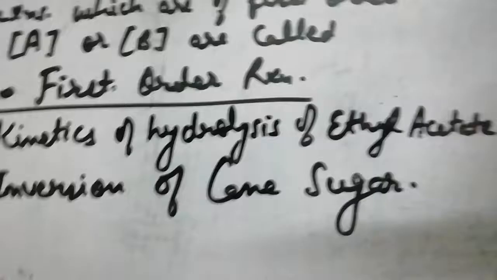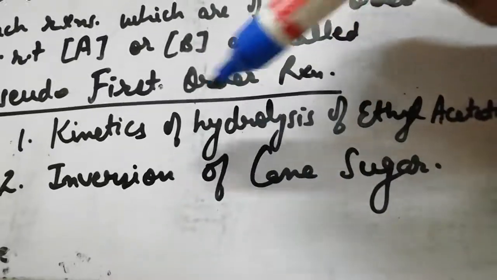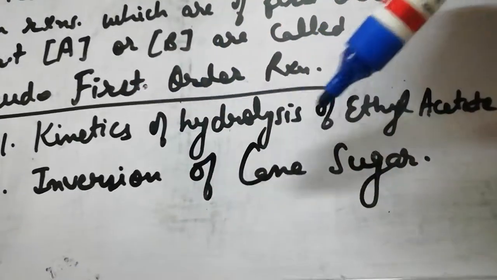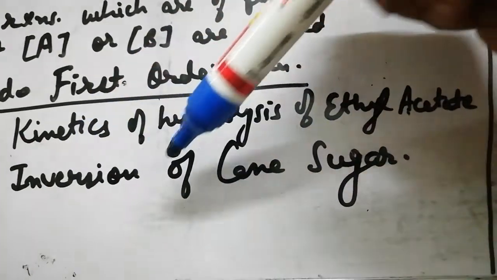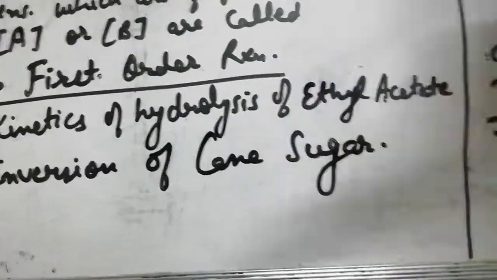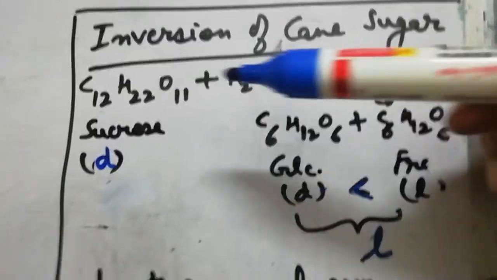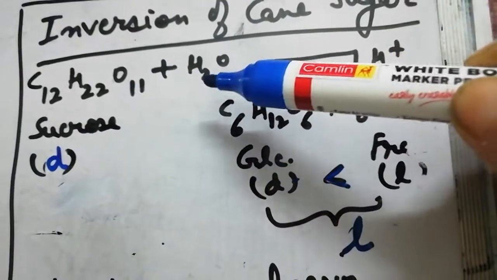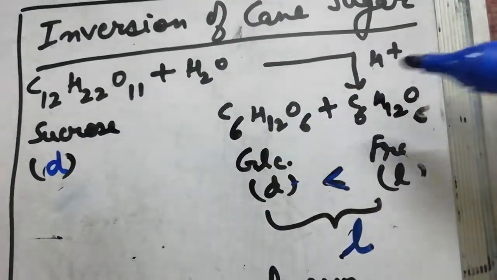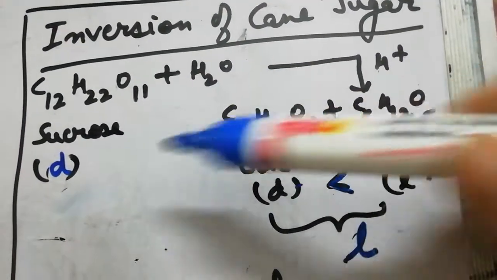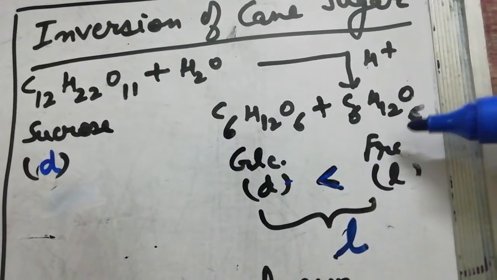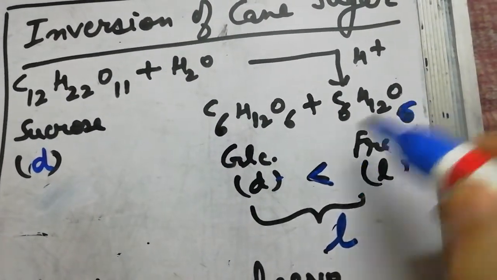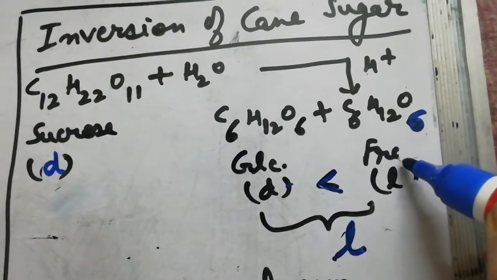So two main examples of pseudo first order reactions are kinetics of hydrolysis of ethyl acetate and inversion of cane sugar. So let us discuss this example, that is inversion of cane sugar. So this is our sucrose molecule C12H22O11. It reacts with water in the presence of acid. It gives us glucose plus fructose. C6H12O6 is glucose and C6H12O6 is fructose.